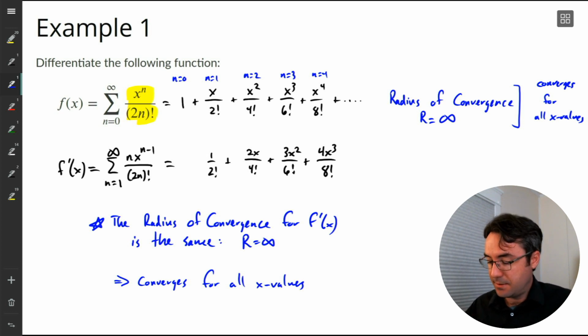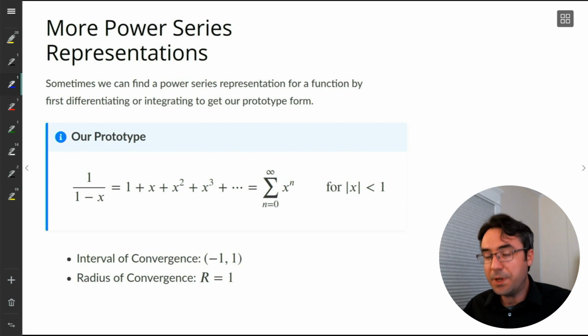All right, we're going to use this idea of differentiating a power series and integrating a power series. We can use that to broaden the scope of what functions we can represent as a power series. So there's going to be more functions now that we can represent as a power series, and the idea is to start with our function and then differentiate or integrate it so that we get something similar to our prototype form that we looked at in the last lesson.